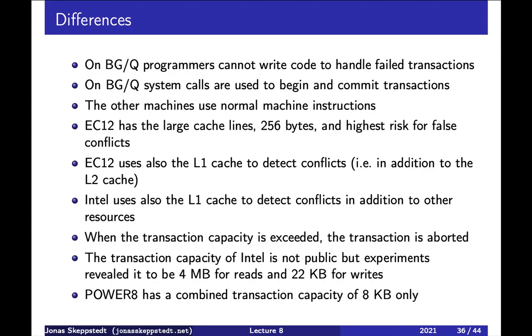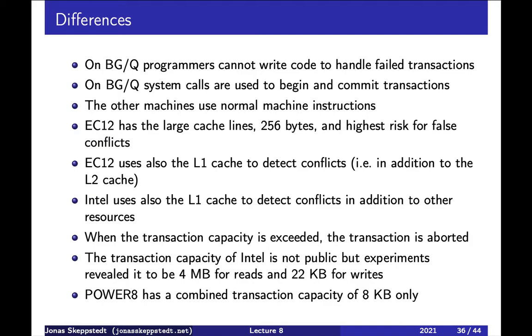Some differences between these machines. Firstly, on the Blue Gene, the first machine with hardware transactional memory, it was impossible for programmers to write the handlers for failed transactions. Recall, instead it is retried until a certain number of transactions have failed, and then this transaction tries to get a lock so that when it has this lock, it is guaranteed to succeed.